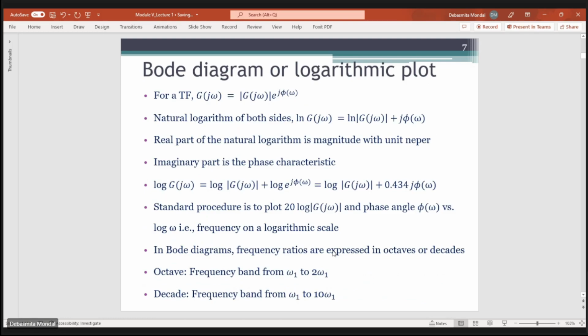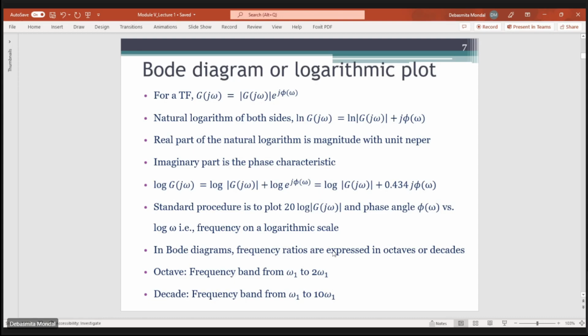Okay, so this was the basics of the frequency response. There are three types of representations of the frequency response of a system. The first one is the Bode diagram or the logarithmic plot. Then we have the polar plot or the Nyquist plot, and the third one is the log magnitude versus phase plot, known as the Nichols plot.